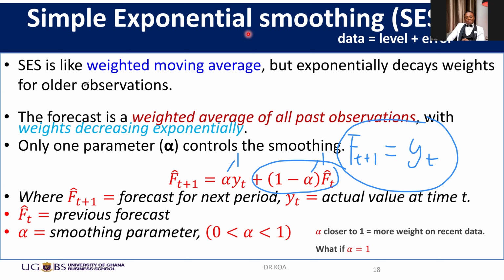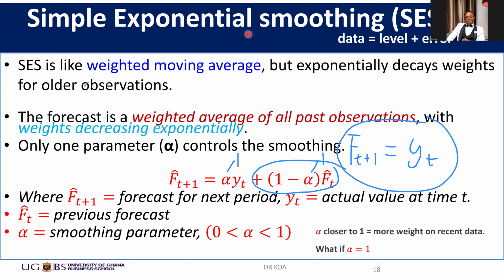Because naive forecast puts all the weight on the most recent data, the very last data. That is, if we are focusing on the next period, it will put all the weight on the current period. So next period forecast will be exactly equal to the current period value. Done. That's naive forecast.